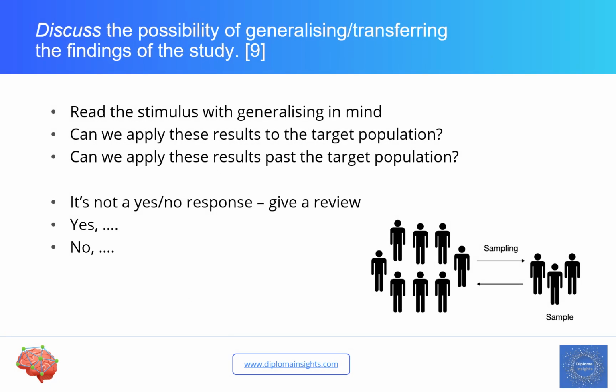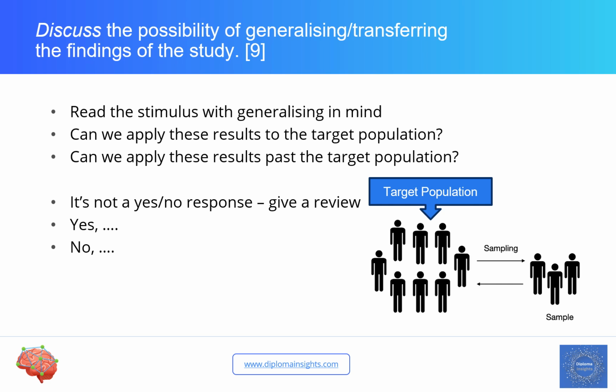When you're reading the stimulus, think about the topic of generalizability. As you're reading it, think about things that may be making it difficult or easy to apply the results to the target population. The target population is the population of people from which we drew our sample. So let's say we have a group of IB Year 12 students and we select a sample of, let's say, 20 students from that target population, because we can't look at the whole group. So the sample is taken from the target population.